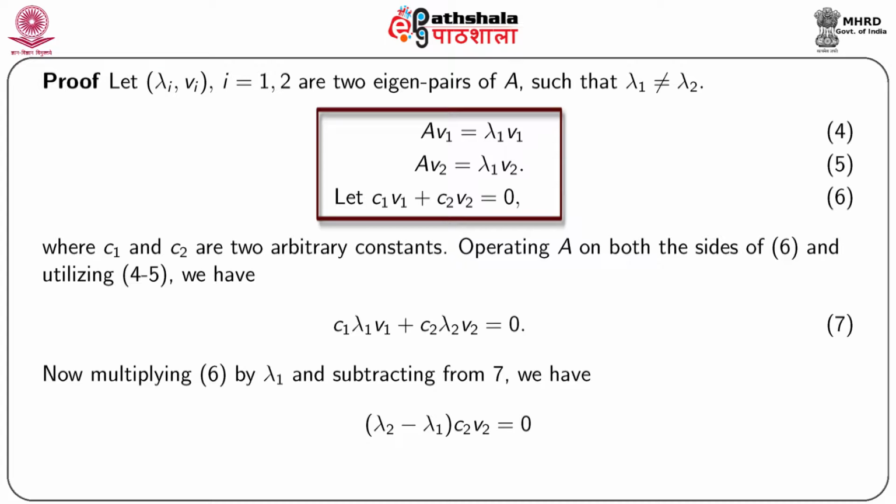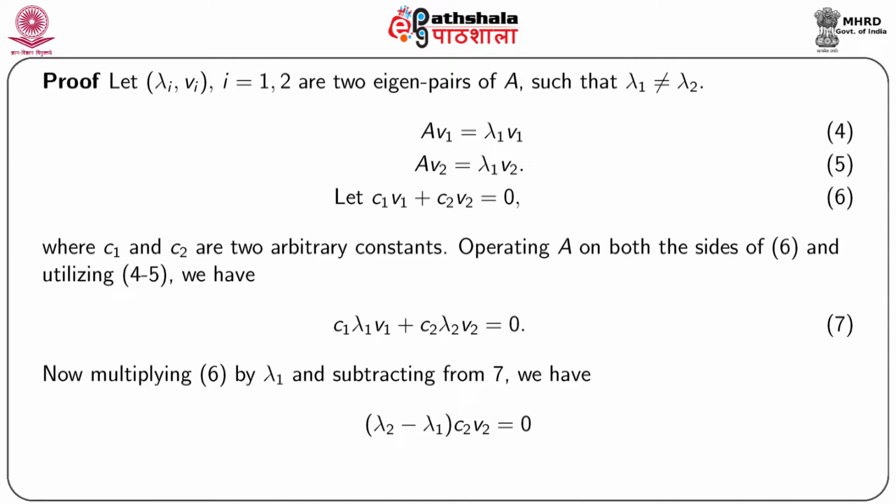So, as discussed before, since lambda 1 and lambda 2 are distinct, we will get equation 4 and equation 5. Let c 1 v 1 plus c 2 v 2 is equal to 0, given by equation 6, where c 1 and c 2 are two arbitrary constants. Operating A on both sides of 6 and utilizing 4 and 5, we will have c 1 lambda 1 v 1 plus c 2 lambda 2 v 2 is equal to 0.